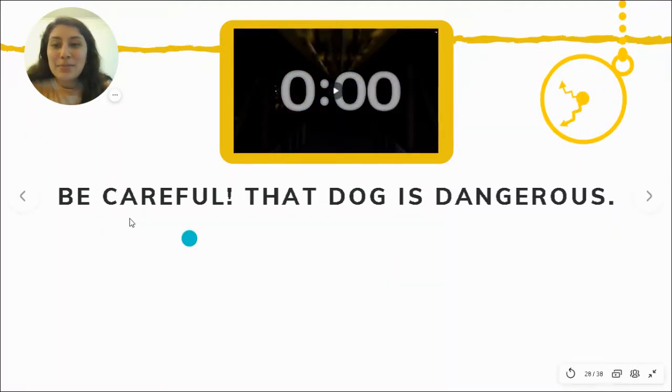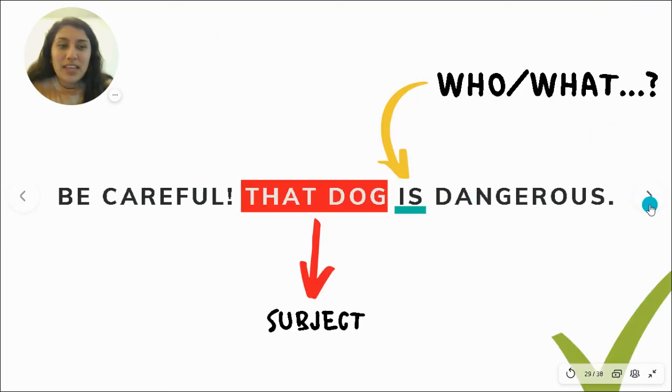Okay, so in this case, we have this, and it says, be careful, that dog is dangerous. And we're going to check just this part of the sentence. Okay, that dog is dangerous. And here we have it. So here we have the verb that is, right? The verb be. And we asked the verb, who or what is dangerous? And the answer is that dog. In this case, the subject is a phrase again, ¿no es cierto? Y tenemos una pequeña frase nuevamente, that dog, ese perro.